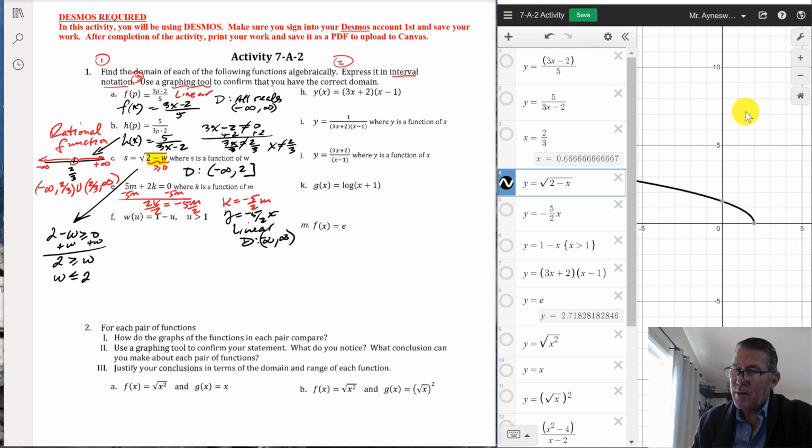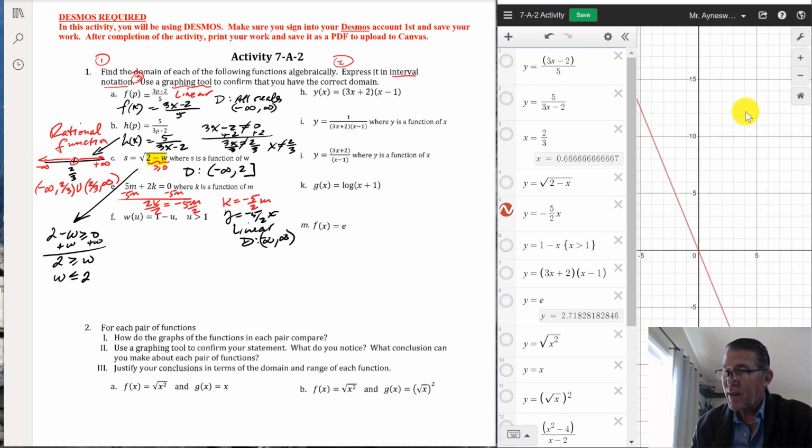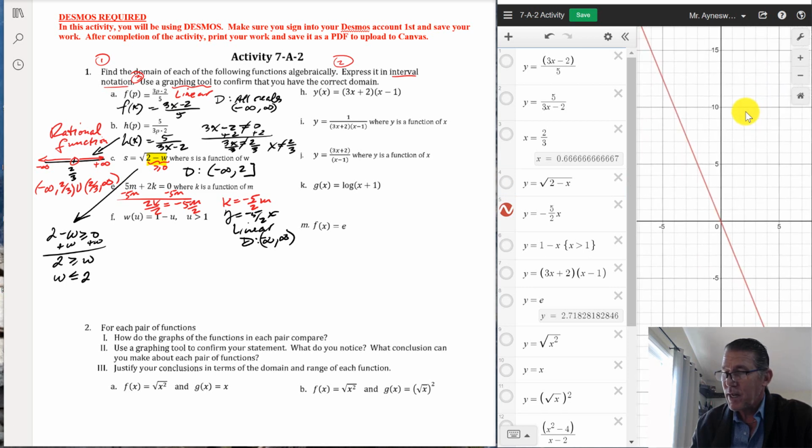And I graphed it here, so I'm going to go to Desmos, turn on number 5, turn off number 4. And you can see, look at this. It's just a line with a negative slope. Down 5, right 2. When you see a line, a linear function, the domain is always the set of all reals.